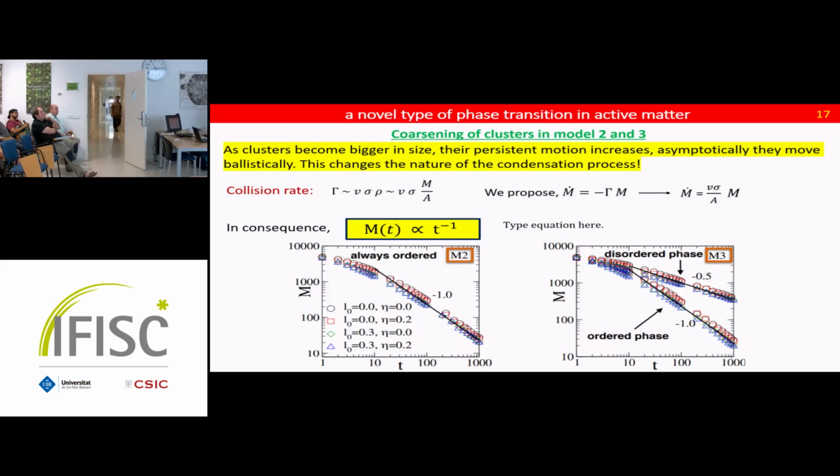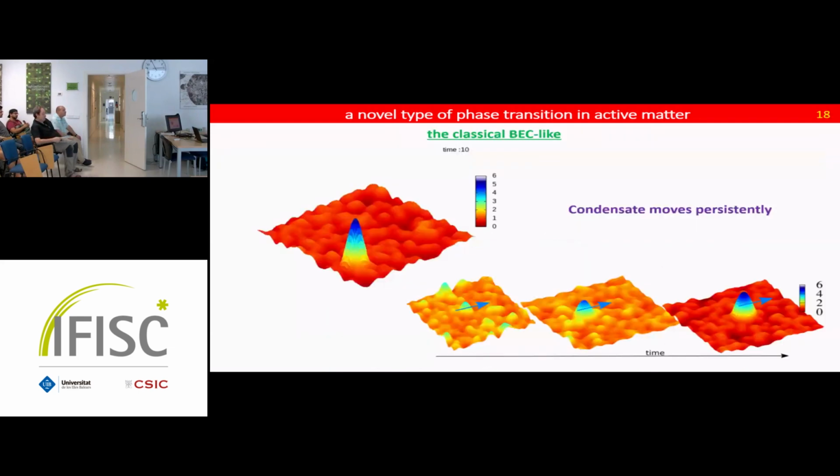So now the coarsening phenomenon is different. Previously it was diffusive aggregation. Now we get ballistic aggregation, and it's important because initially it's not ballistic. When the cluster is growing in size, they are becoming more persistent, so they are going to the ballistic regime. So the aggregation will be ballistic. And for model 3, we can have both: when they are in the polar order state, this gives rise to ballistic aggregation, and for the polar disorder state, this is the diffusive aggregation of the particles.